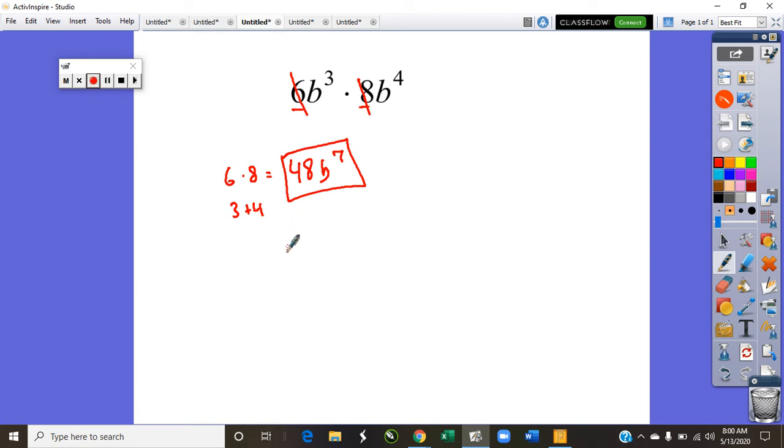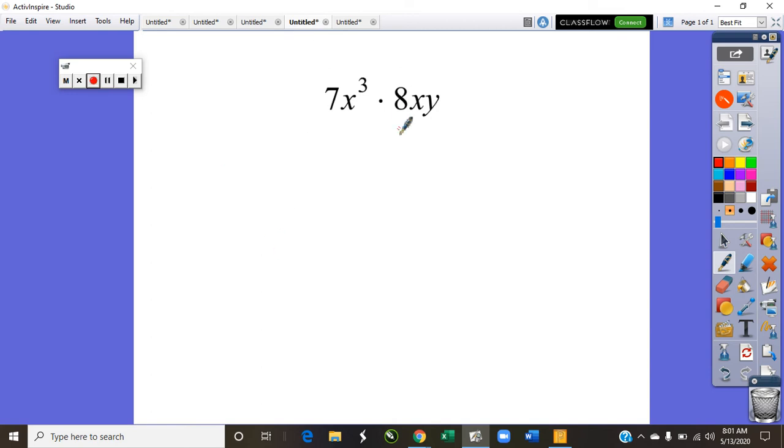Now, the additional thing that you're going to see that you have not seen before is that some have more than one variable. So when I have something like 7x to the third times 8xy, I'm still going to approach this the same way. I'm going to deal with my coefficients first. So 7 times 8 would give me 56.